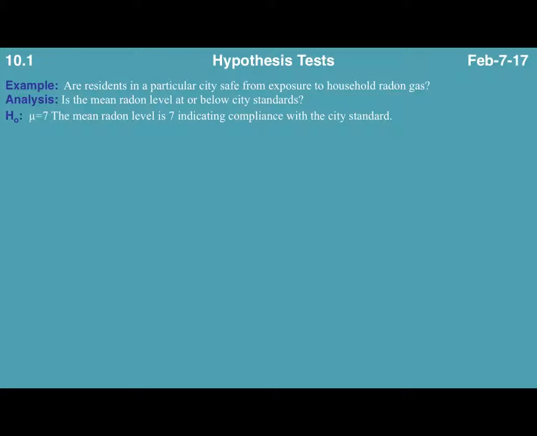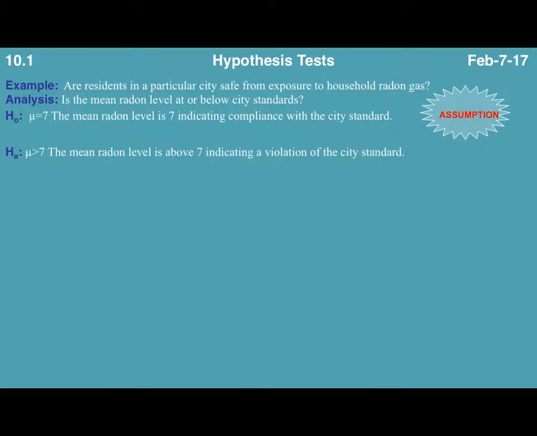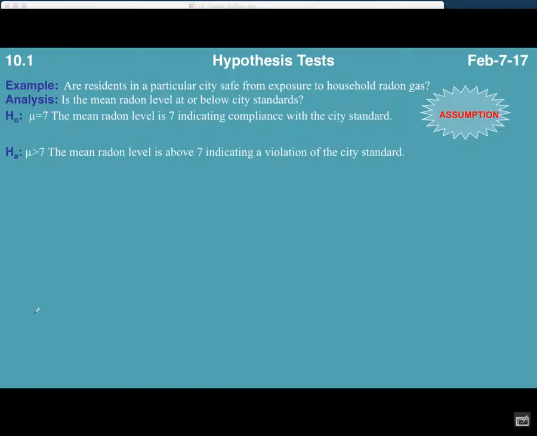So this is our null, that mu equals 7. And then the alternative is that mu is greater than 7, which is a dangerous level. The null is really less than or equal to 7. It's the opposite of greater than. So really we're assuming that the city's radon level is safe. We're looking for evidence to the contrary. Okay, this is not a full hypothesis test, it's just the general idea.